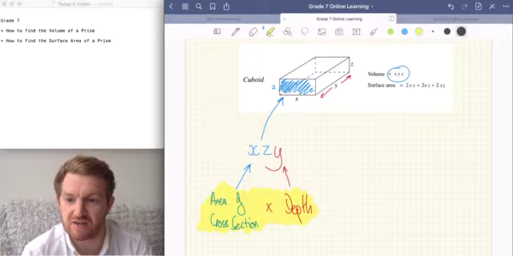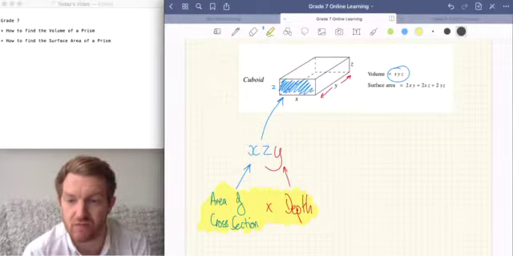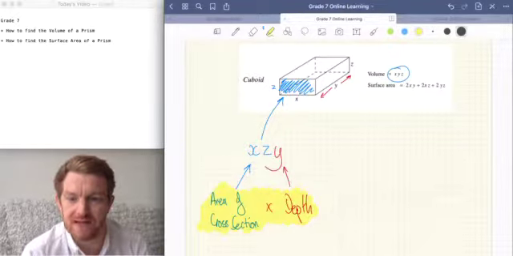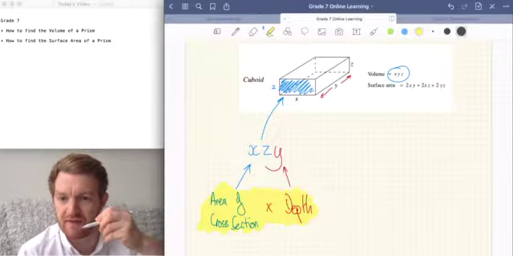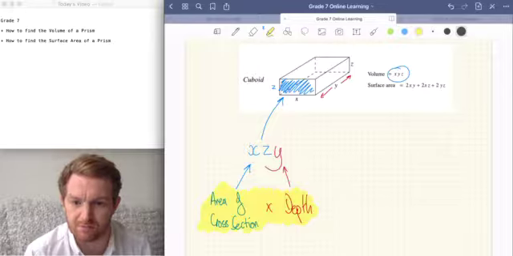A cross-section, as we're going to see, doesn't always have to be a rectangle, and every 3D shape or every prism has a depth. So cuboids tell us that if we take the bit on the front that I've coloured in blue and we multiply it by that 3D diagonal depth, it gives us the volume.